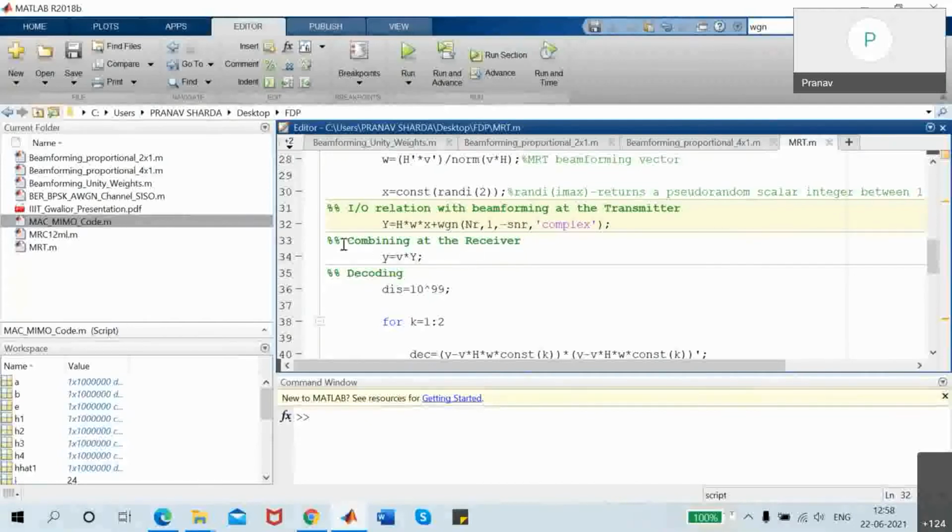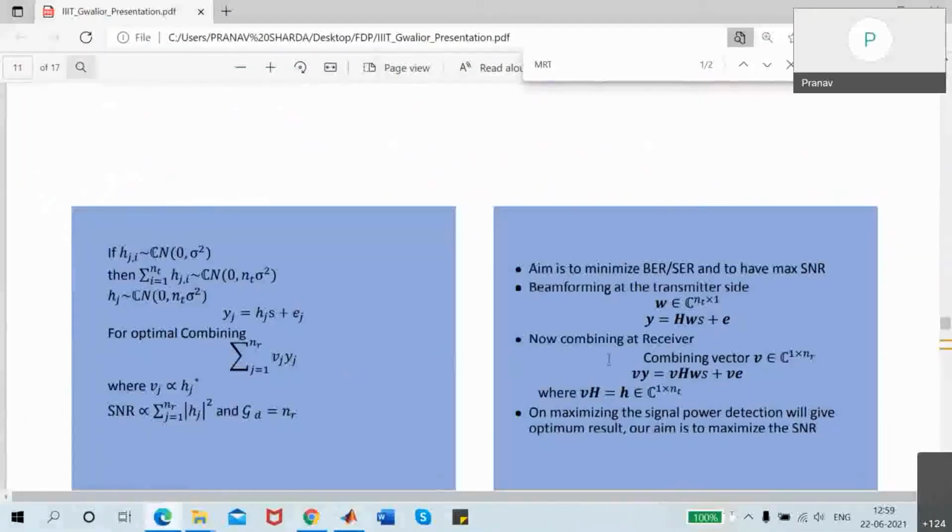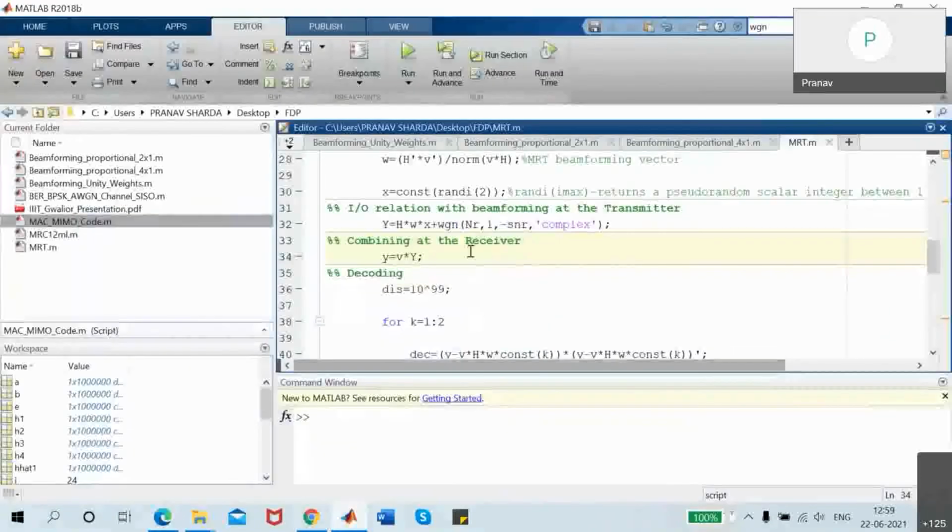Then we are combining at the receiver side. You can see this is how we are combining. The combining vector has to multiply with the received signal, because then only we will be able to combine the signals received at the two receivers. So this is the combining vector V, which I discussed. It has to be multiplied with the received signal Y. So the equation modifies to this, and that's what we have written here: Y equal to the combining vector into this IO relation Y.